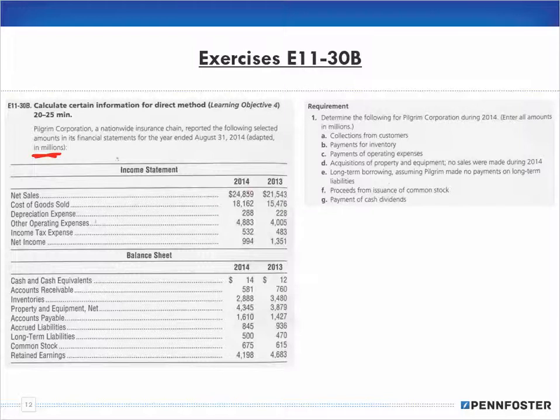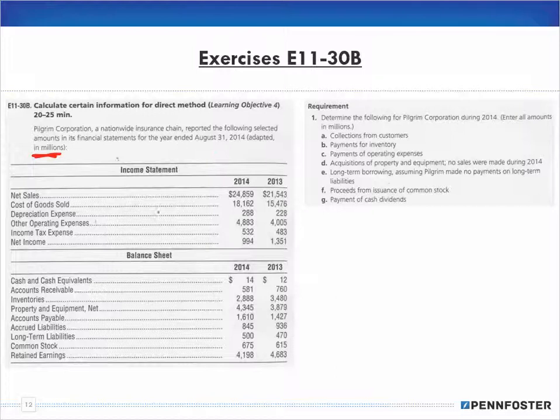So what does that mean? That means this is not 24,859. This is $24,859,000. So adding 3 zeros to the end of each one of those numbers changes it into millions. But you'll find on financial statements, when you start getting up into the hundreds of millions of dollars, writing in all of those zeros just takes up space, is prone to error, and doesn't look good. So they just adapt it by making everything in millions.